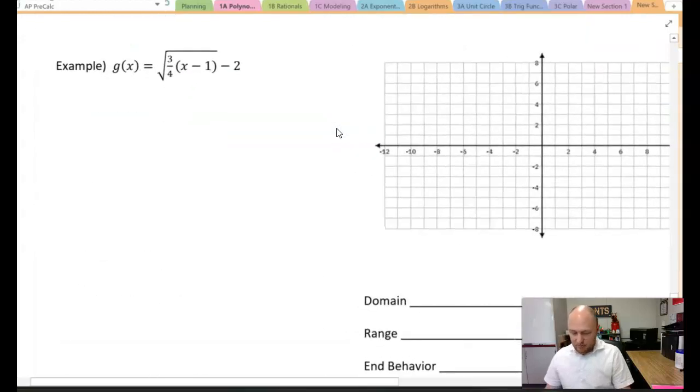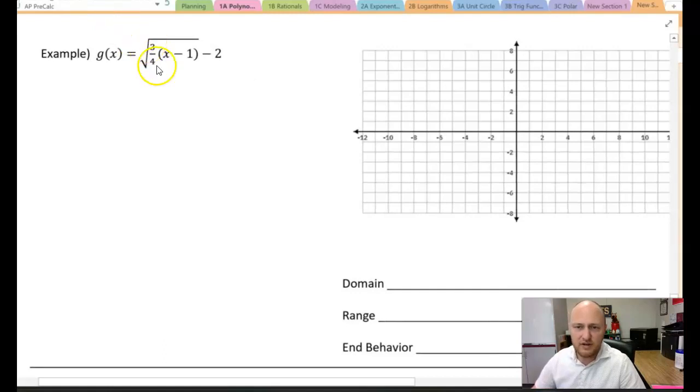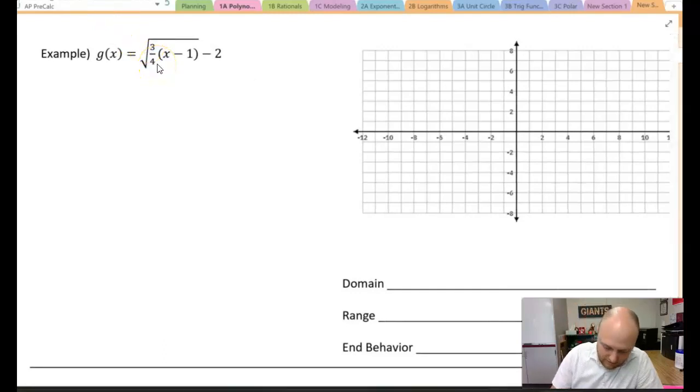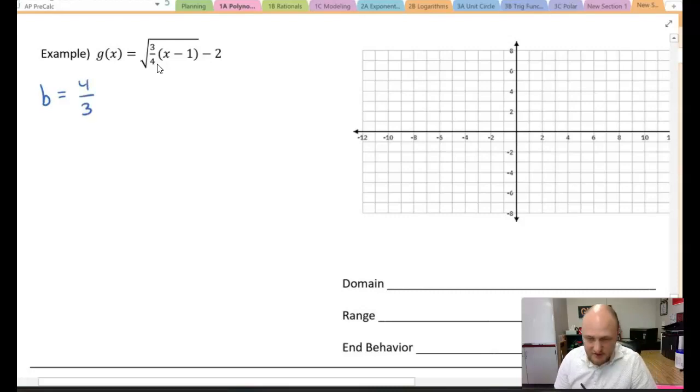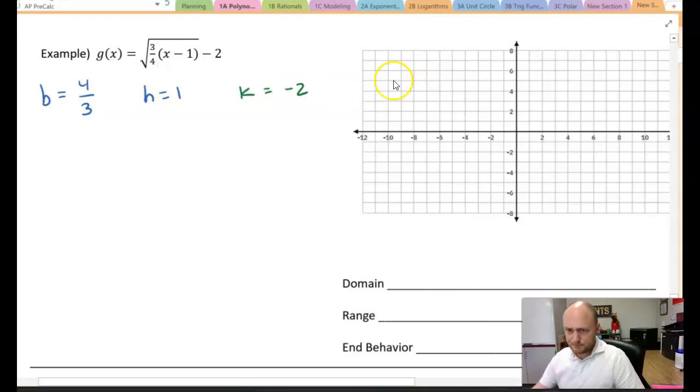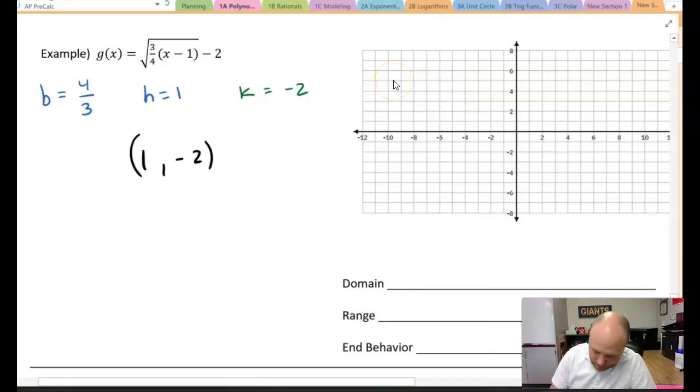Next example, we have a 3/4. Okay. So again, I'm going to take the reciprocal here. We have 4/3. Our h value is a positive 1, and our k value is a negative 2. So anchor point, 1, negative 2. So right 1 up 2.